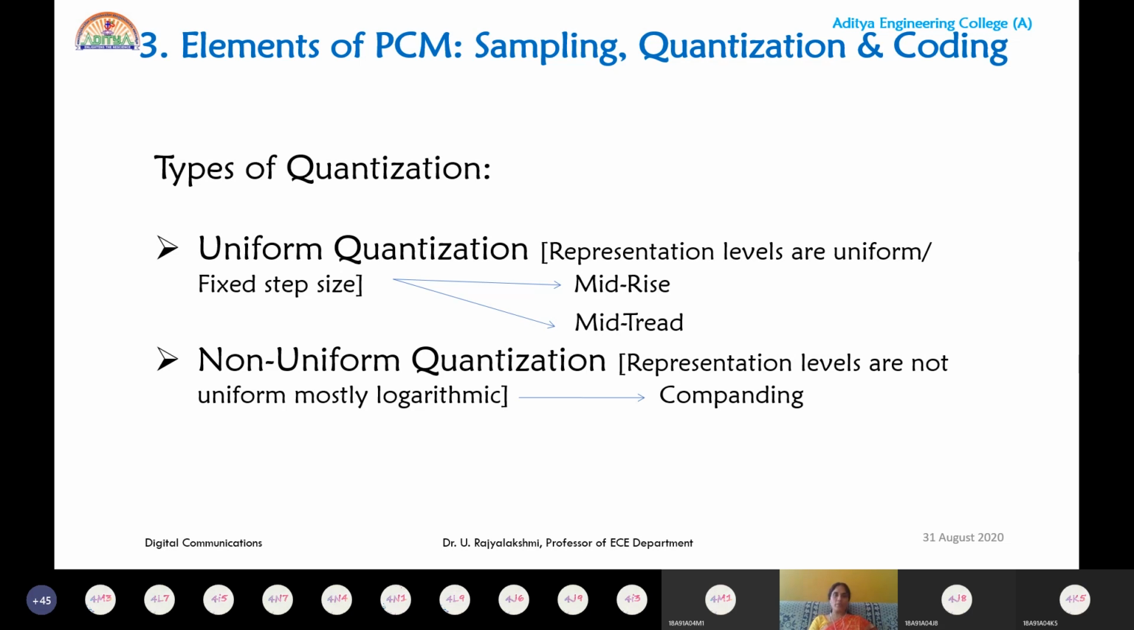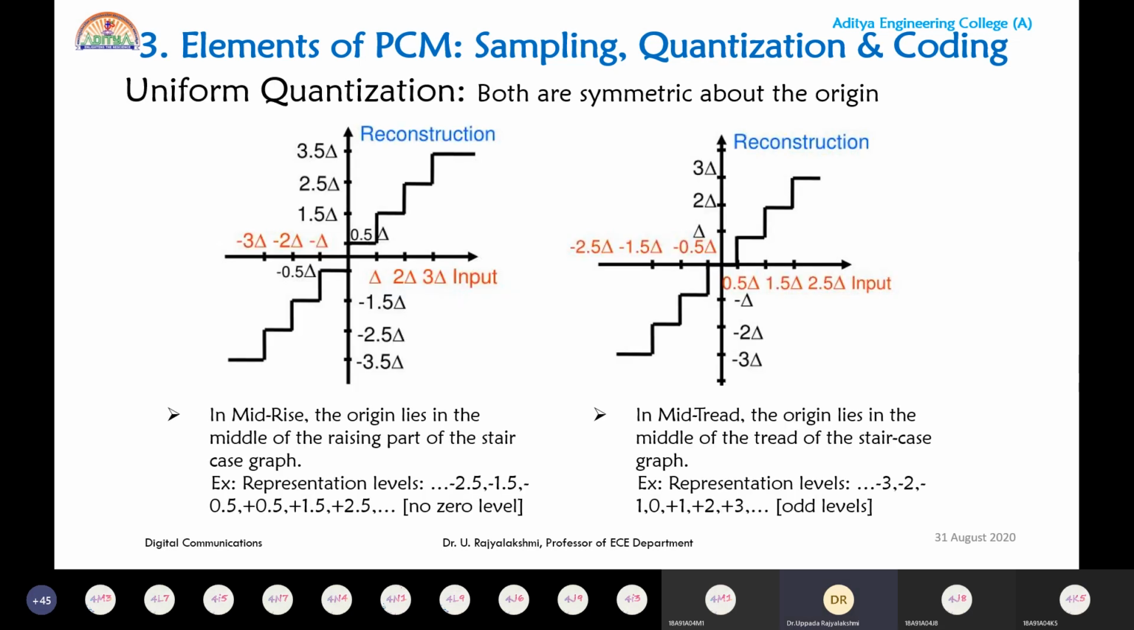Non-uniform is generally preferred over uniform. What are mid-rise and mid-tread? They are a classification of uniform quantization as well as non-uniform, depending on the origin location. Generally, mid-tread is preferable. Let us move to the next slide. This is the first type, uniform quantization. So what is uniform quantization? Please observe this slide.